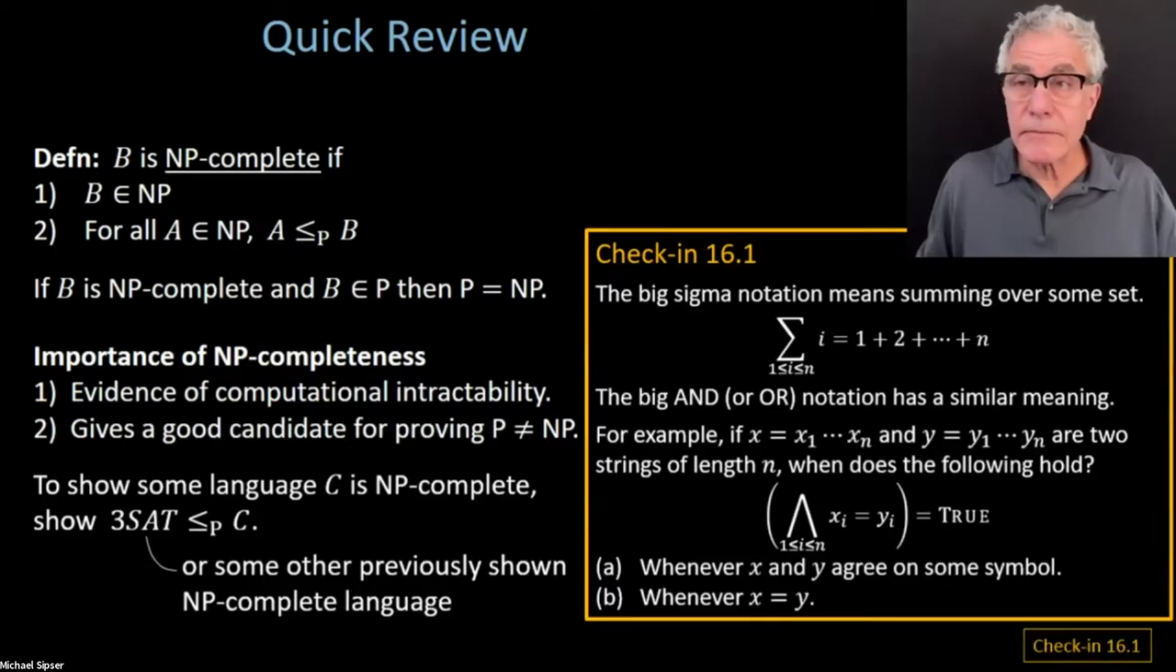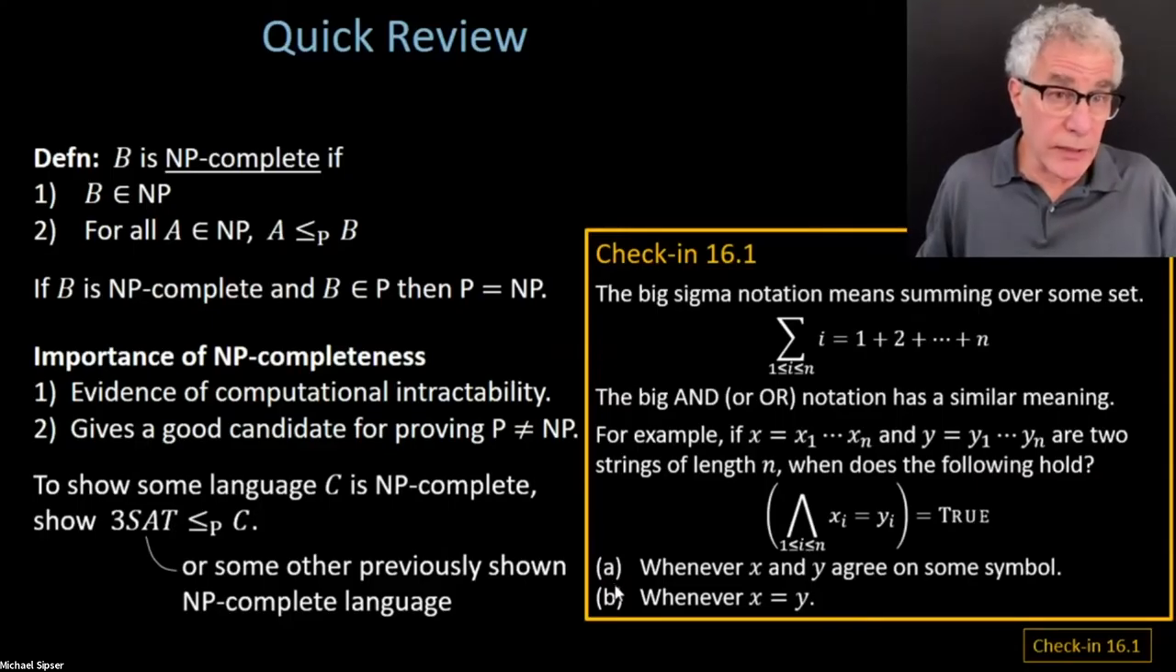All right. So yes, the big AND, as most of you can see, says that x1 equals y1 and x2 equals y2 and x3 equals y3. So every symbol in x is equal to the corresponding symbol in y. If we had a big OR instead of a big AND, then A would be the correct answer, because then there would be some place where they agree instead of every place where they agree.